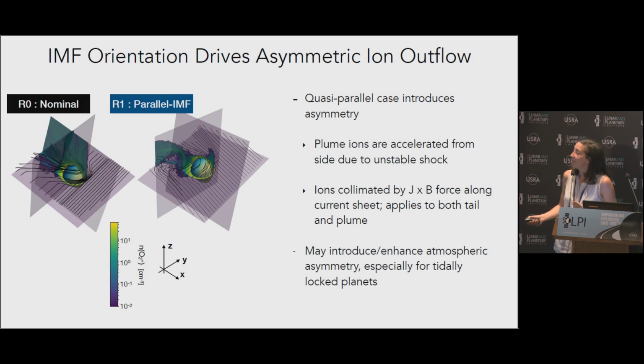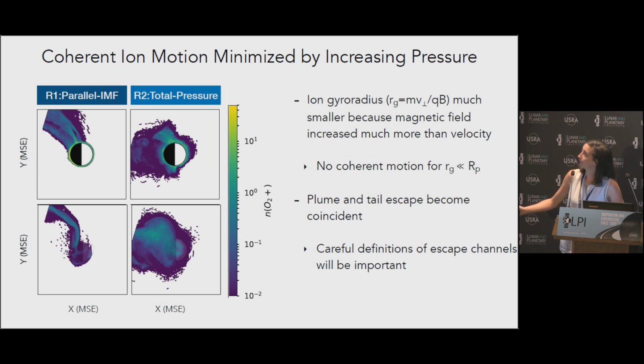These ions then continue to be collimated by the draping of the magnetic field lines, where they're in a U-symmetric shape behind the planet, but they're kind of an S-looking thing over here, which drags them off towards the left. And this is really interesting because if we're only accelerating ions from one side of the planet, it could introduce or enhance atmospheric asymmetries at lower altitudes. And this is probably especially important for tidally locked planets where one side is always facing the sun.